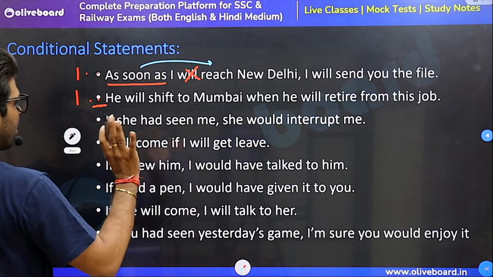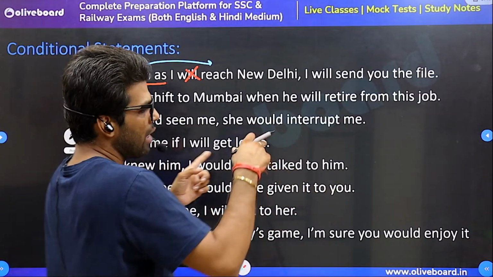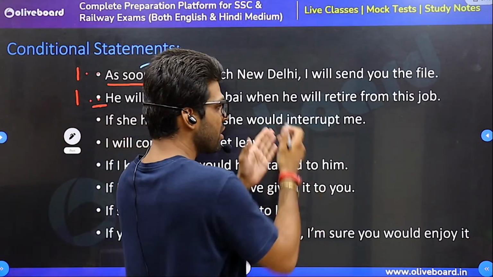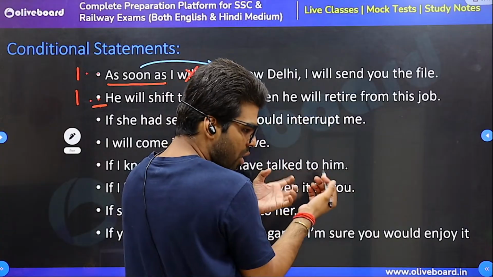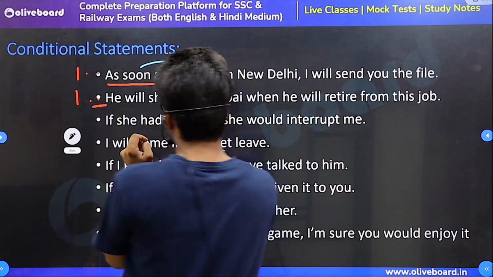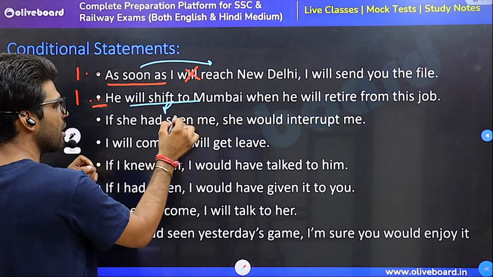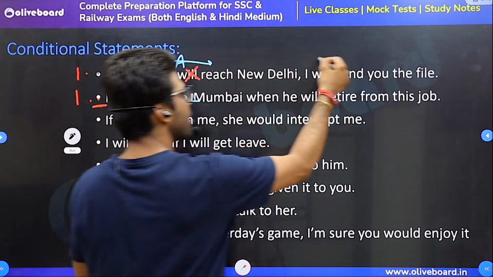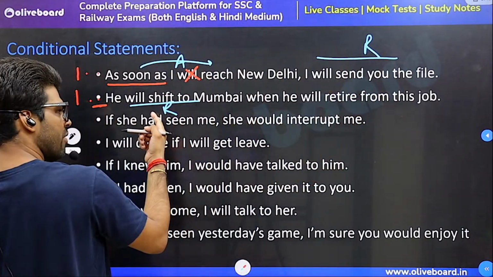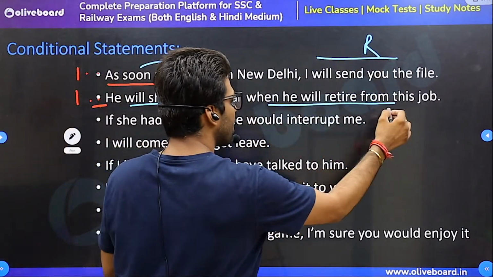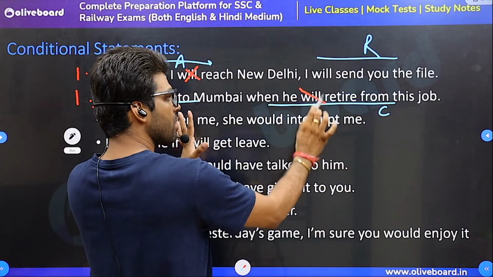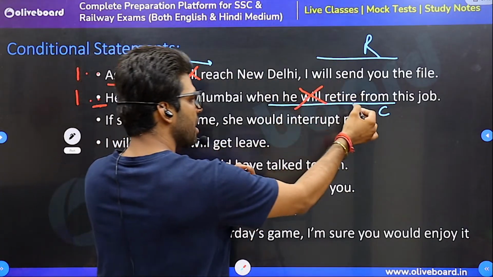He will shift. Say, I will shift to Mumbai when I will retire from this job. So first of all, I have to retire from this job. Then I will shift to Mumbai. So here we have the result. That's the action here. That's the result here. But if we have the result first, flipping is possible, we have the condition here. And conditional clauses can never be in future. Singular subject, SES, no problem.